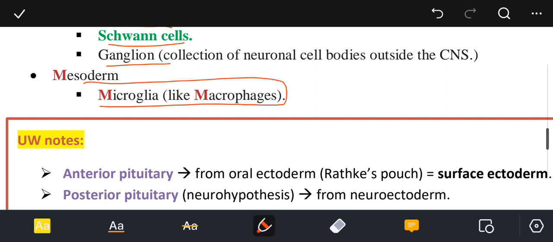Now microglia are like macrophages, and they are present in the central nervous system. They clear the debris whenever there is some kind of injury or stroke or bleeding or whatsoever. So although they are present in the central nervous system, they are coming from the mesoderm. So remember this point. Then we have UWorld notes.